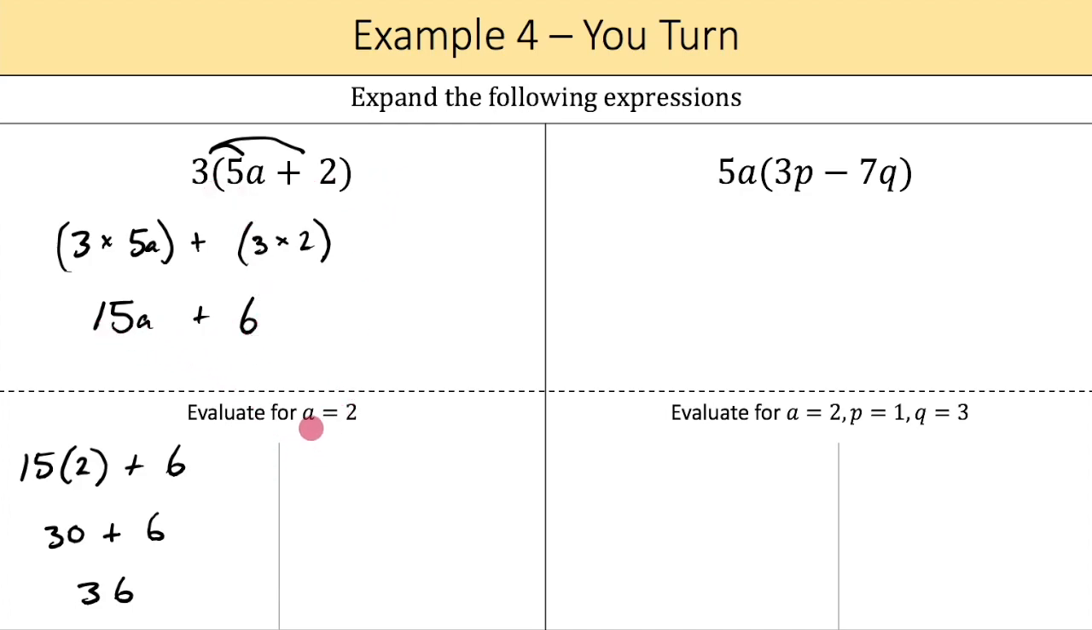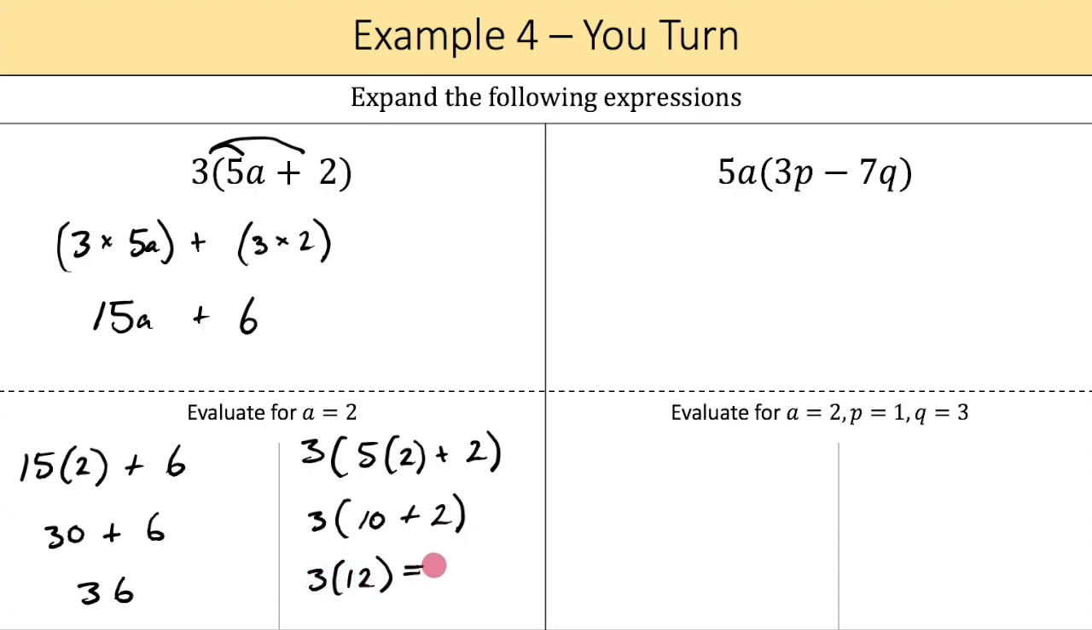So for instance, if I was to let a equal 2 up here, I'm going to get 3, then 5 times 2, then plus 2. Now that's the same thing as 5 times 2 is 10, plus 2. So it's going to be 3 times 12, which is the same thing as 36. So as you can see, even in my expanded form or in my bracketed form, it's still going to get me the same answer. Let's now go through our final example together.